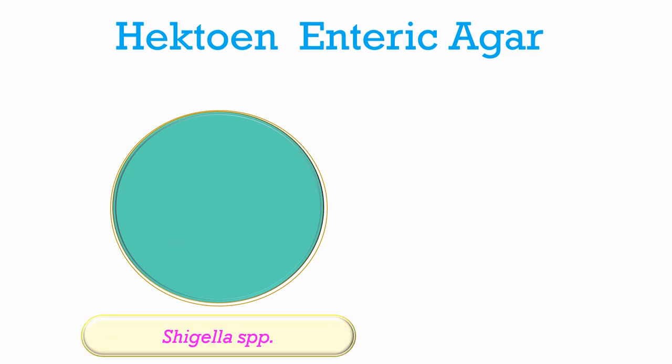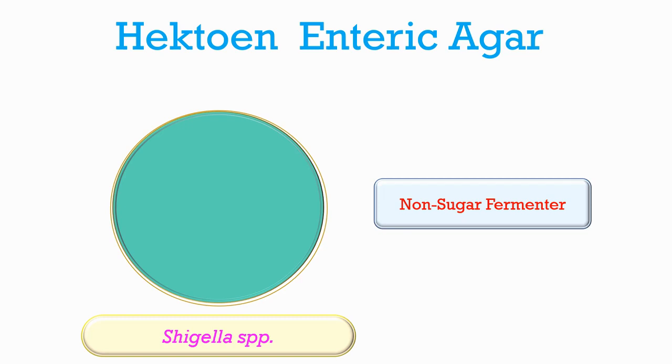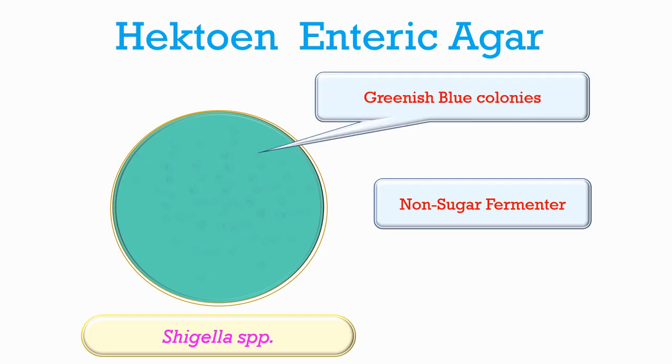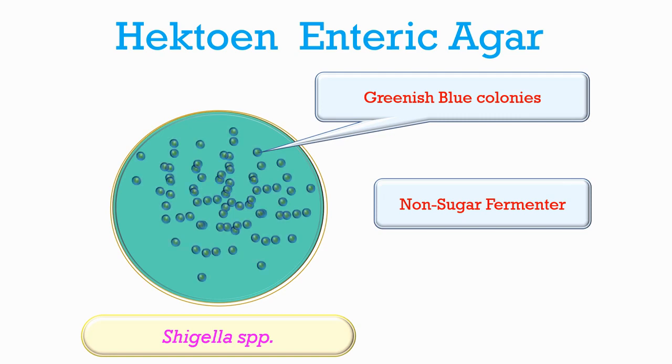Pathogenic Shigella do not ferment any of the 3 carbohydrates, so they form greenish colonies and do not produce H2S.